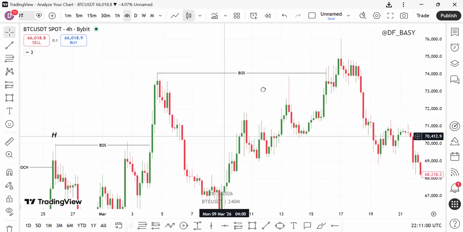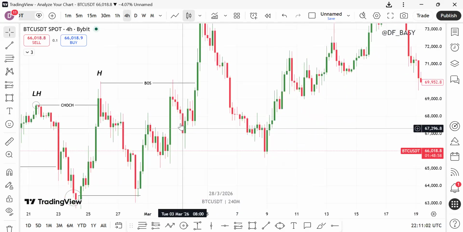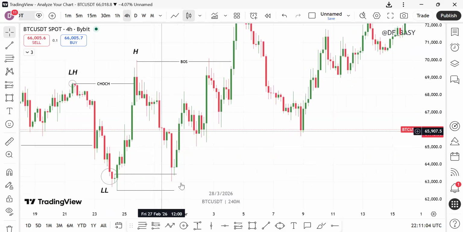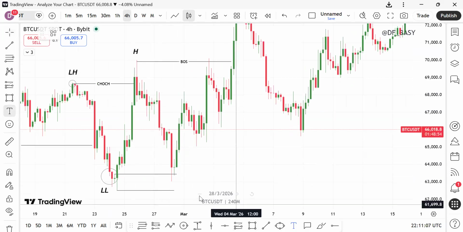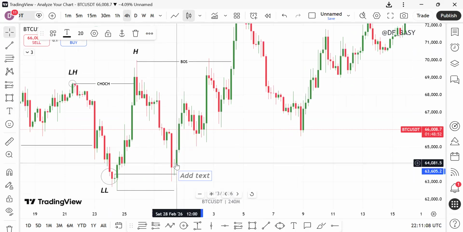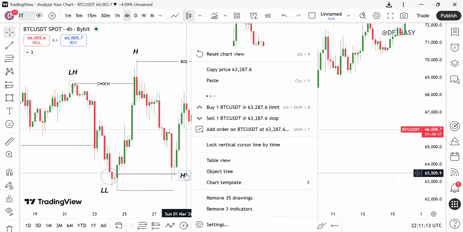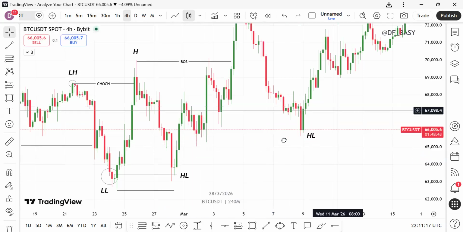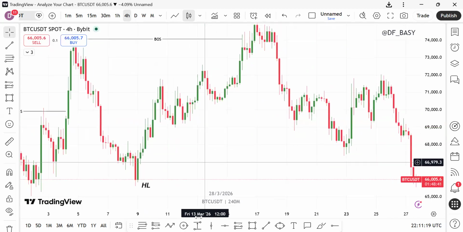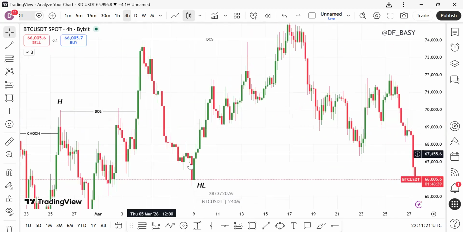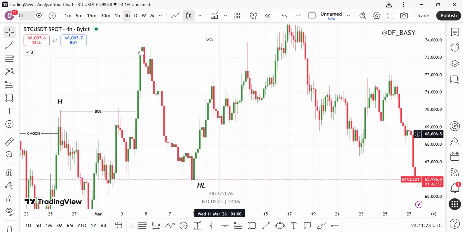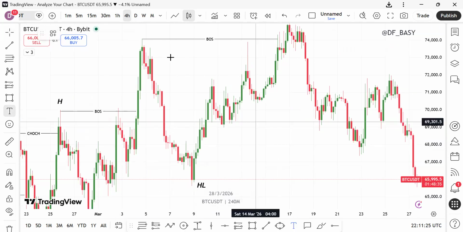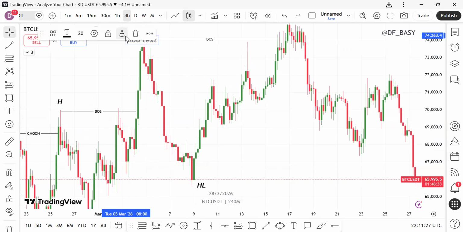A break of structure. So now, with understanding this, we know that since this high was taken out, we now have a what? A bullish structure. So this is now our what? Higher low. So we have this also as a higher low, and this over here as a what? Higher high.